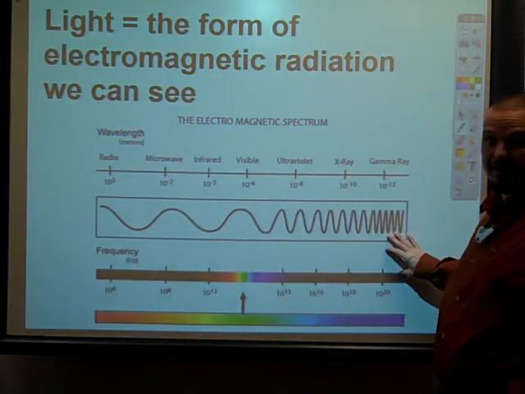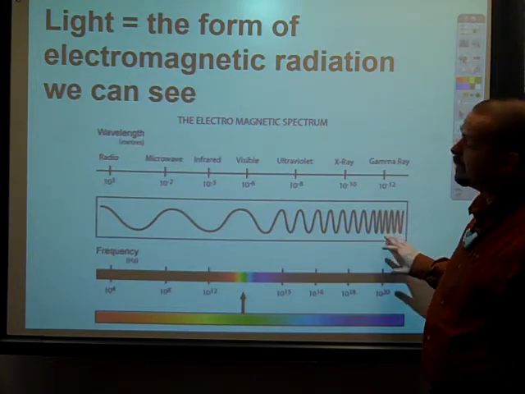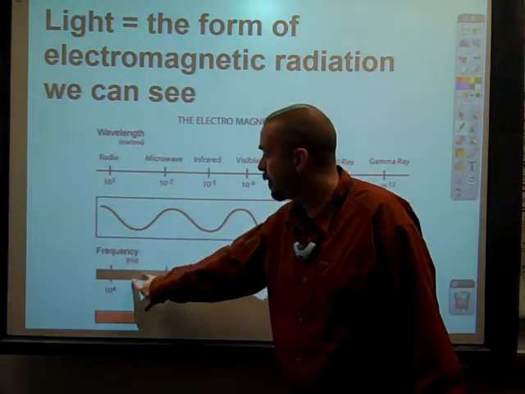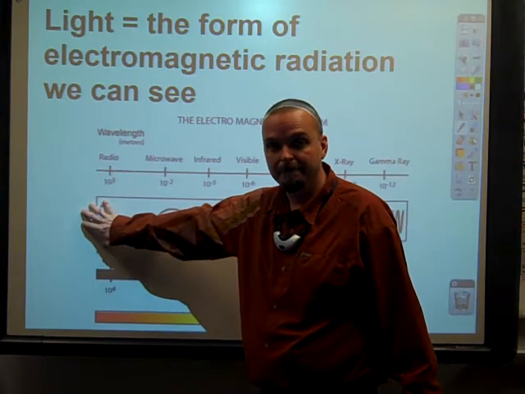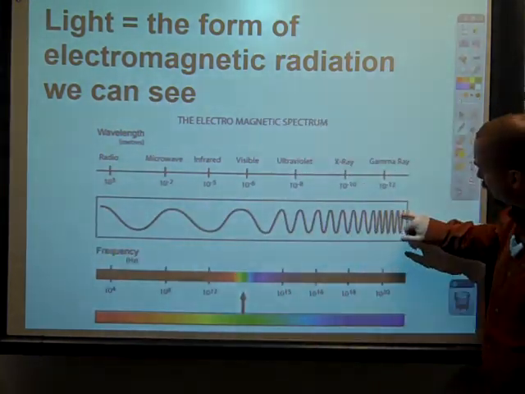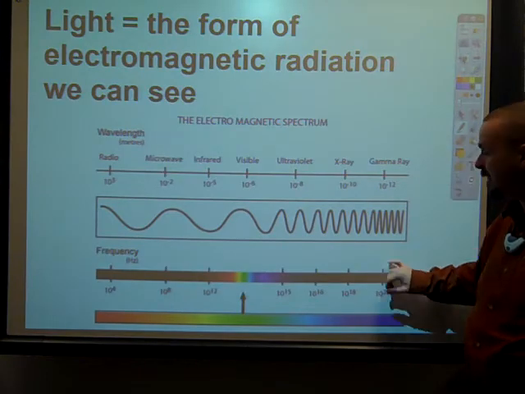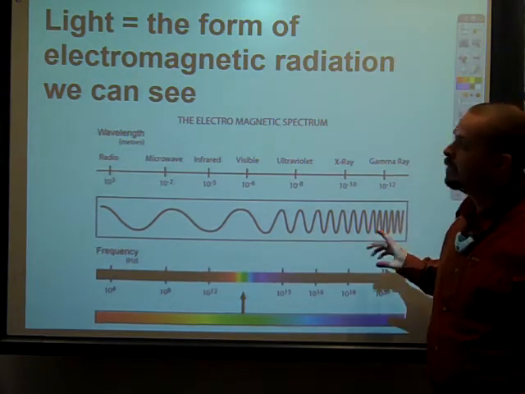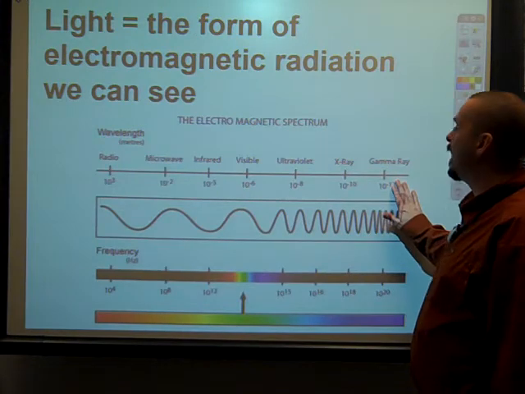Do remember these things are related to energy. Long wavelength, low frequency means low energy. So radio wave is the lowest energy form. Gamma ray, short wavelength, very, very high frequency, very, very high energy. So this is also low energy to high energy.